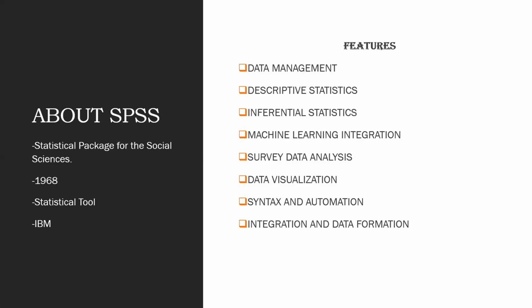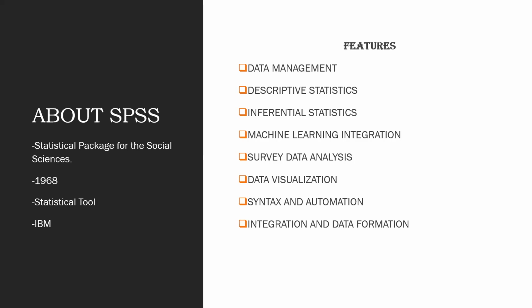It's a Statistical Package for Social Science. Initially, it was released for the purpose of social science. So right now we are using it in multiple fields, because wherever the statistics is there, you can use this software. And it came out in 1968. Right now it belongs to IBM.